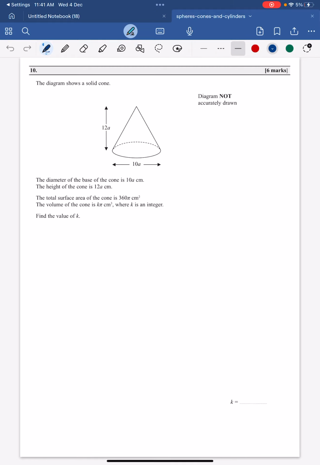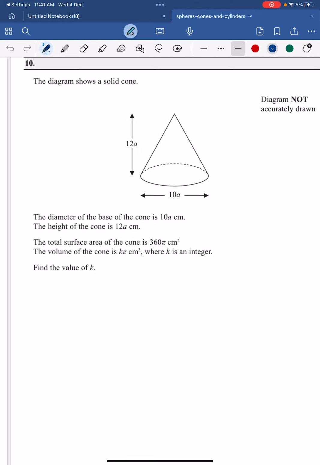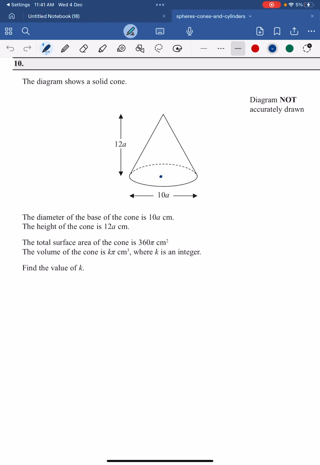Okay, it's a tasty question. A lot of information on here. First thing I'm going to do is go to the cone here. I'm going to put on the radius here, which is 5a. And I'm just going to put on the height, the perpendicular height, which is 12a. I just like doing that on the picture itself.